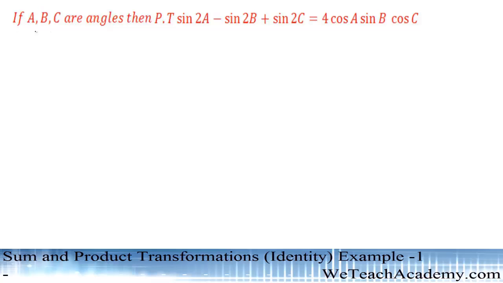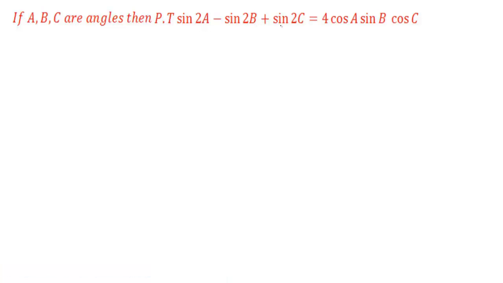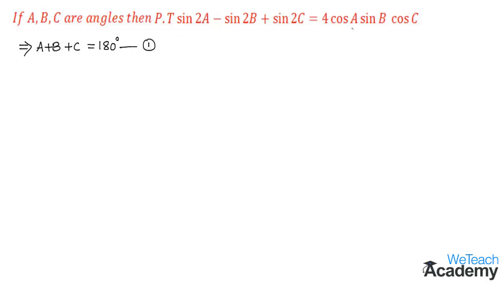So if a, b, c are angles, then prove that the value of sine 2a minus sine 2b plus sine 2c is equal to 4 cos a sine b cos c. As here we are given the condition that a, b, c are angles, we already know that the sum of angles a plus b plus c is equal to 180 degrees. Let us name this equation as equation 1. And now let us try to prove the example.